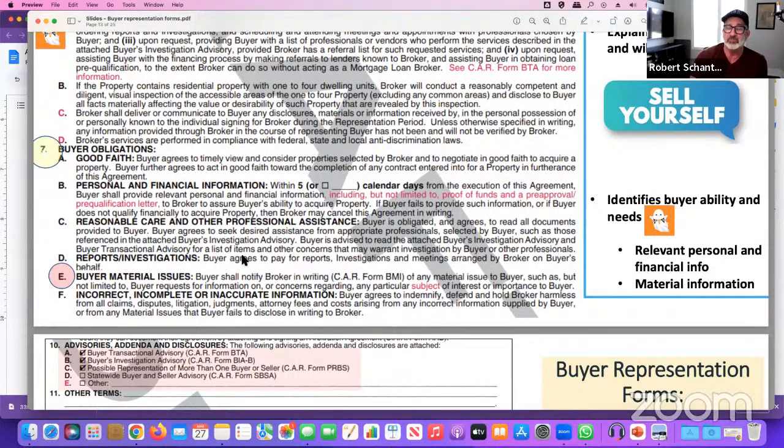Make sure that they get personal and financial information to a lender as soon as possible. Hopefully that's been taken care of prior to entering escrow, that you have a buyer that's been fully pre-approved with underwriting. They need to have reasonable care and other professional assistance. They need to review the reports and inspection reports and read them. And then 7F is buyer agrees to indemnify, defend, and hold broker harmless for all claims, disputes, litigation, judgments, and so on, caused by incorrect information supplied by the buyer or from any material issues that buyer failed to disclose in writing to broker.